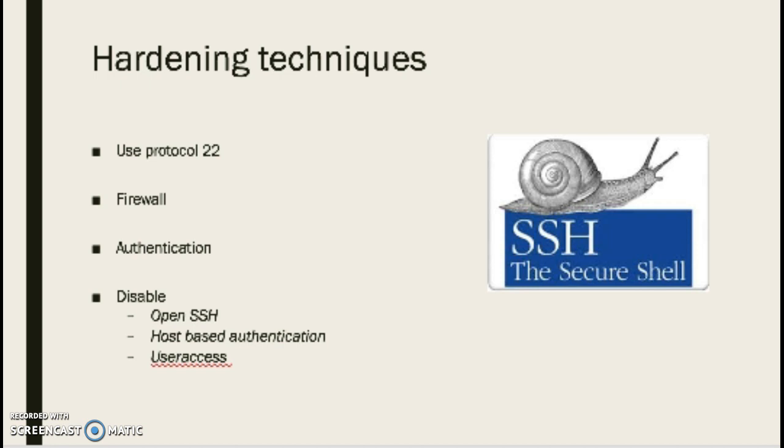For authentication, I would recommend using keychain-based authentication. Then disable some processes: disable OpenSSH, disable host-based authentication, and limit user access. Once again, with any protocol that you use, you want to use least privilege access, giving users the minimum amount of access to anything that they can access, to help reduce the level of risk when using these processes. Another thing to limit is IP binding.